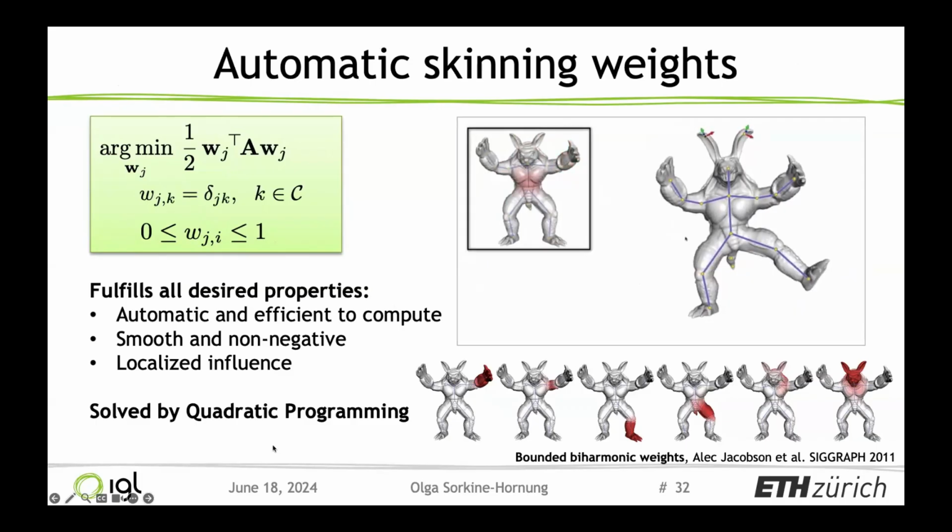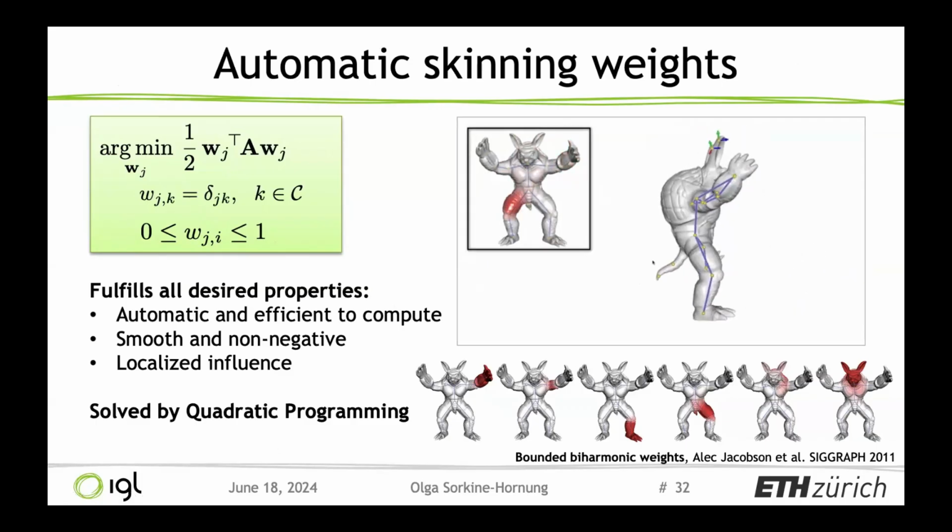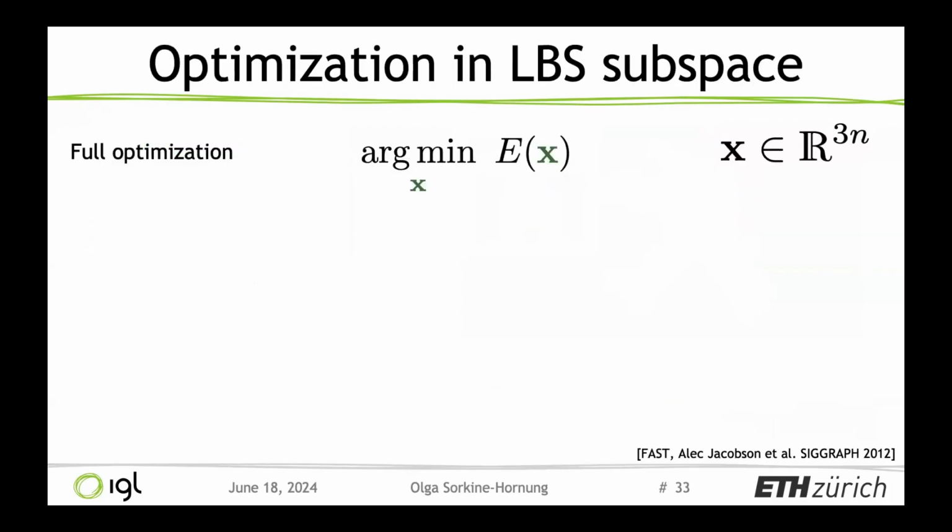So this is for automatic weights. They're called bounded biharmonic weights. You might have seen this somewhere already. It's a pretty established technique by now. And now that we have these weights, how do we use the skin in subspace?